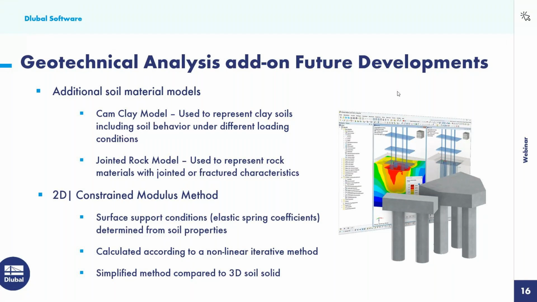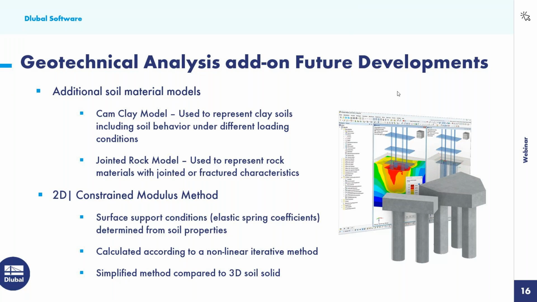The first is additional soil material models. So we are also working on the Cam clay model. So this will be a soil material type used to represent clay soils, including this clay soil behavior under the different loading conditions. We're also working on the jointed rock model. So this will be used to represent rock materials with jointed or fractured characteristics. So you can keep an eye out for that in a future release with this add-on.